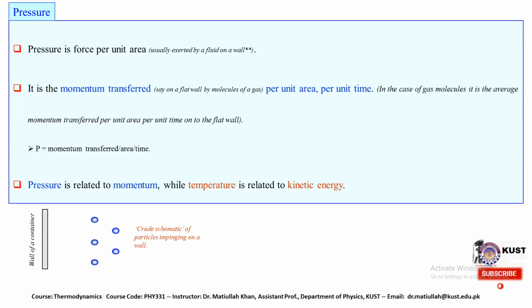Pressure is the force per unit area, and it is the momentum transferred per unit area per unit time when we consider gas molecules. So pressure is related to momentum, while temperature is related to the kinetic energy of the system. Here in this case we are observing how these gas molecules put pressure on the walls of the container.